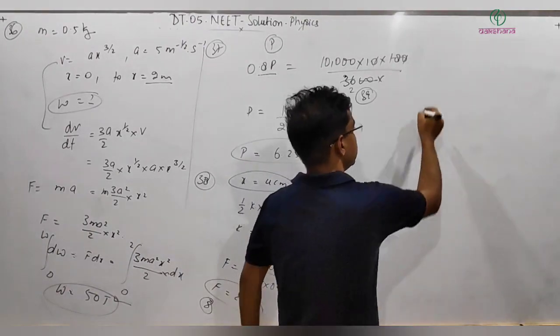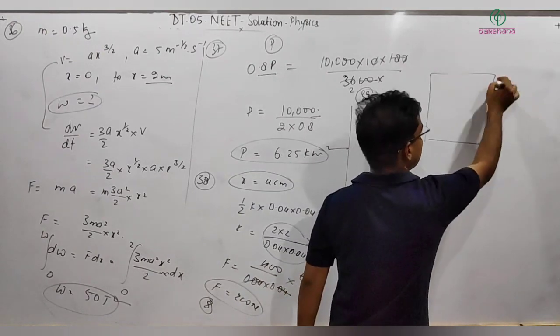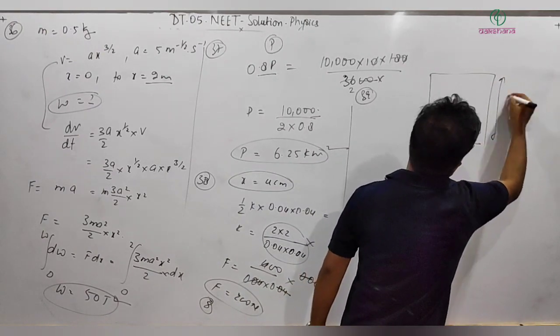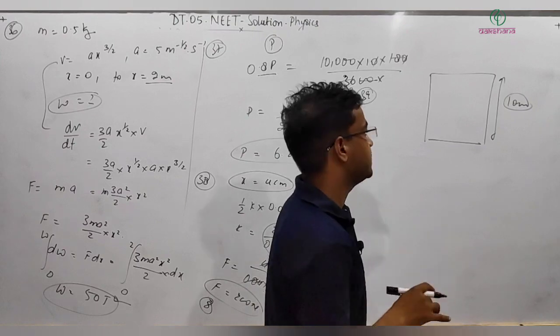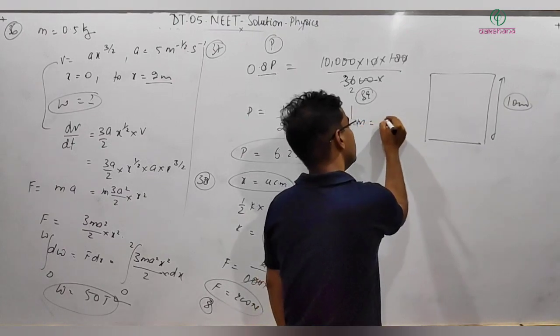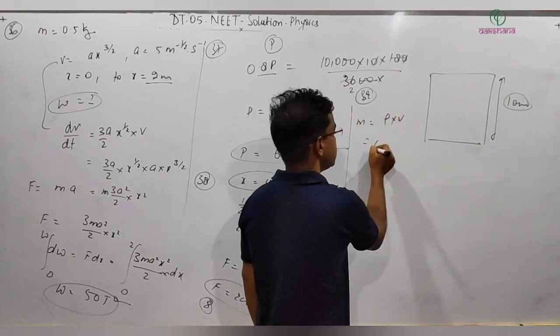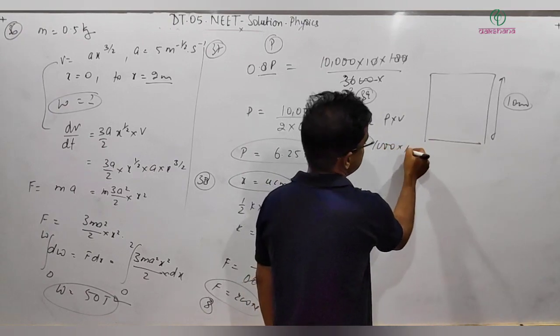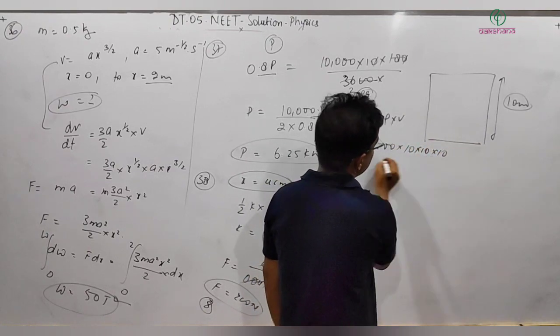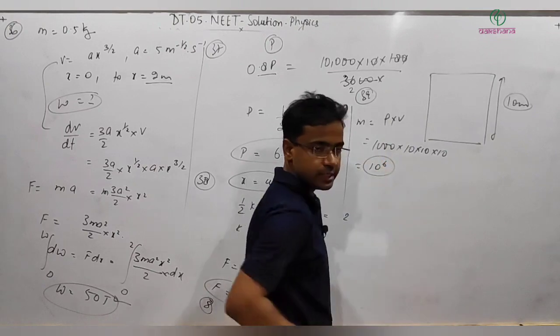So first thing is, this is a tank, full up to 10 meter height and 10 meter base. So first, what is the mass? Mass is equal to density into volume. Density is 1000 multiplied by volume, which is 10 into 10 into 10. So this is 10 raised to power 6 kg, the mass.